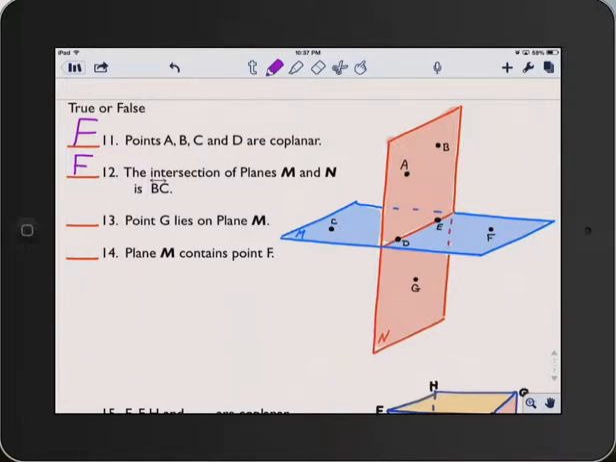Problem number 13. Point G lies on plane M. Because point G is drawn below the parallelogram representing plane M, it is not on plane M, so that answer is false. And for problem number 14, plane M contains point F. Because point F is drawn inside the blue parallelogram, that answer is true.